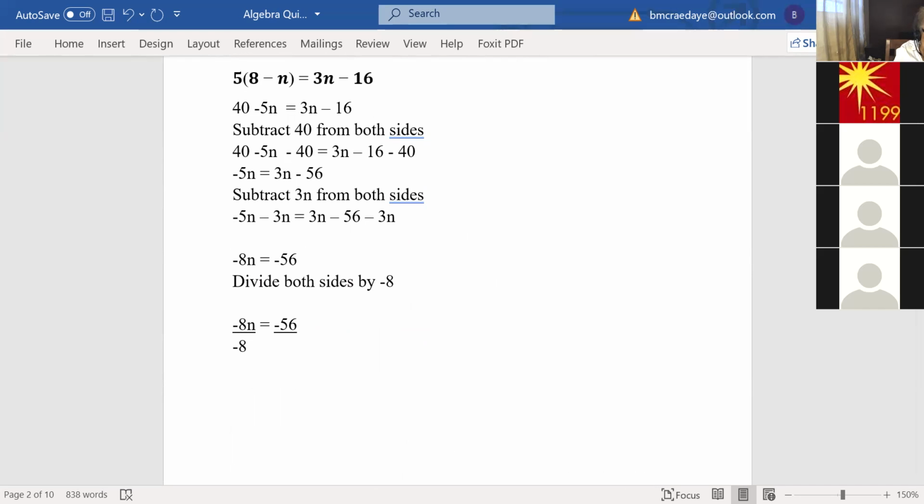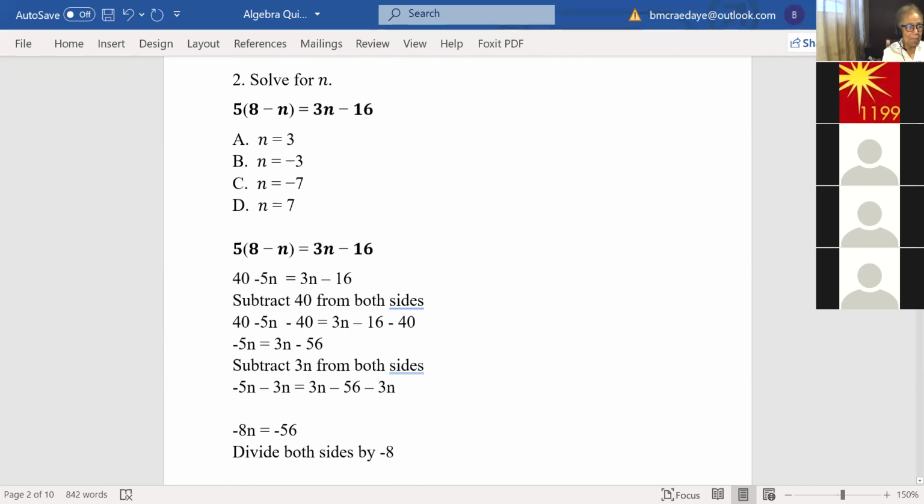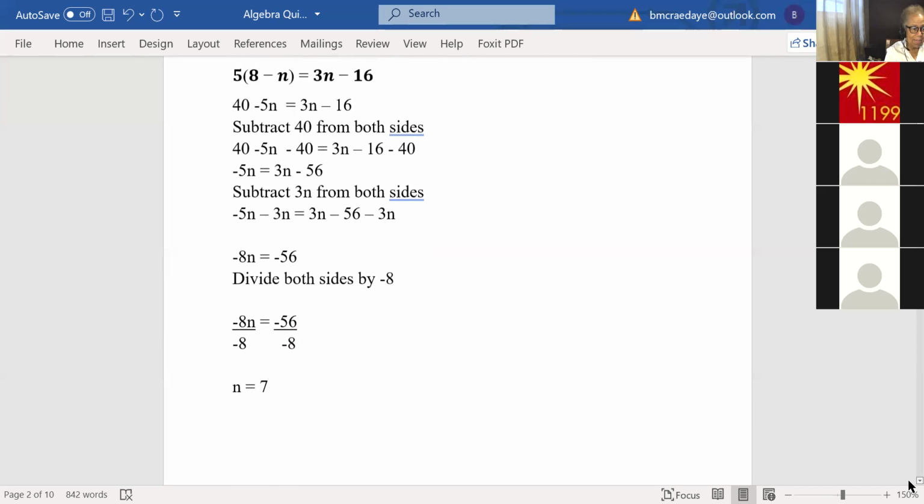So what do we have left on the left side, Latoya? N. That's right, because minus 8 over minus 8 is just 1n, or n, right? And what do we have on the right side? It's 7. 8 into 56 is 7. That's it. Minus minus gives plus. So n is 7. Okay, what answer is that? Let's go back up. D, as in David. That's right.